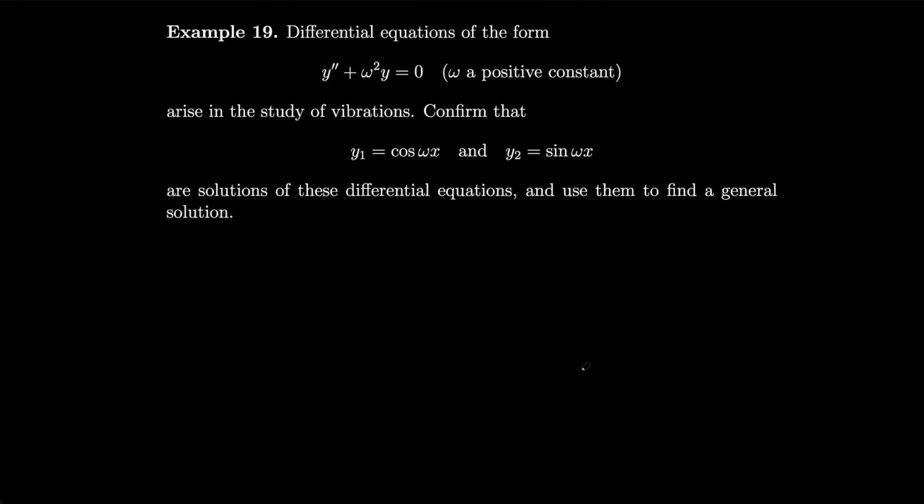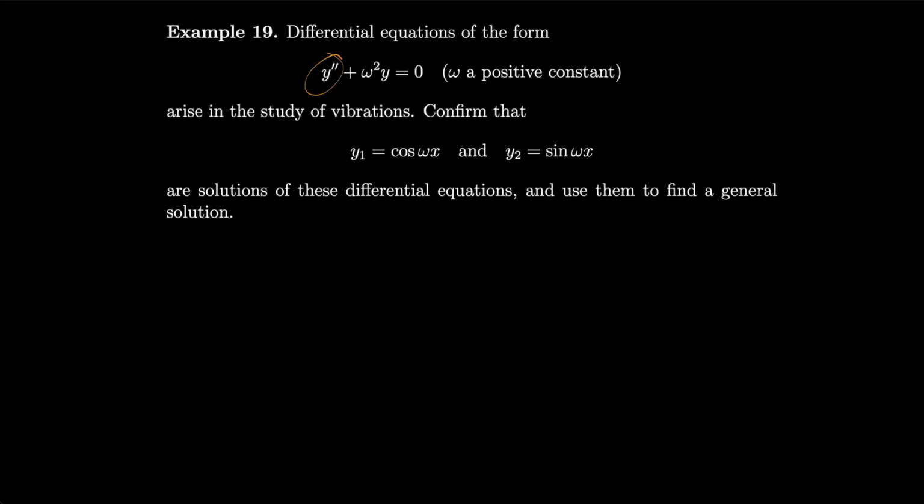Differential equations of the form y double prime plus omega squared y equals 0, where omega is a positive constant, arise in the study of vibrations. Let's confirm that y1 equals cosine omega x and y2 equals sine omega x are solutions of these differential equations, and let's use them to find a general solution.